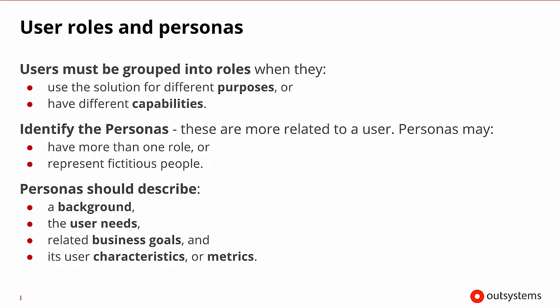Now, when we go to identify the personas, these are more closely related to users. So as a user may have more than one role, their personas can have more than one role as well. And when the personas are finished, they should describe the user, including their background, their needs, their goals, and all of the characteristics they might have.